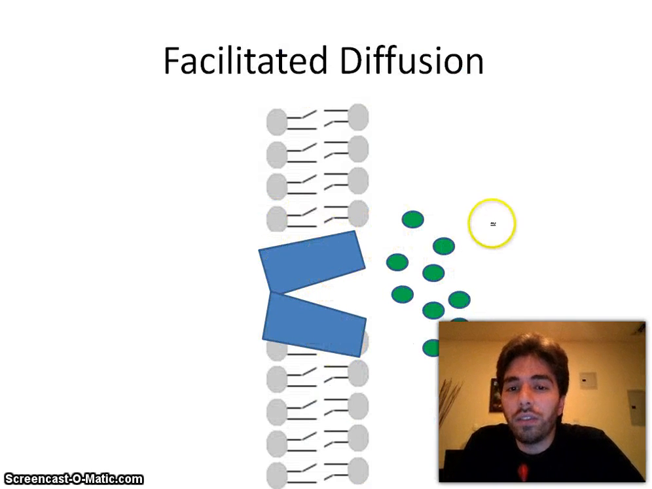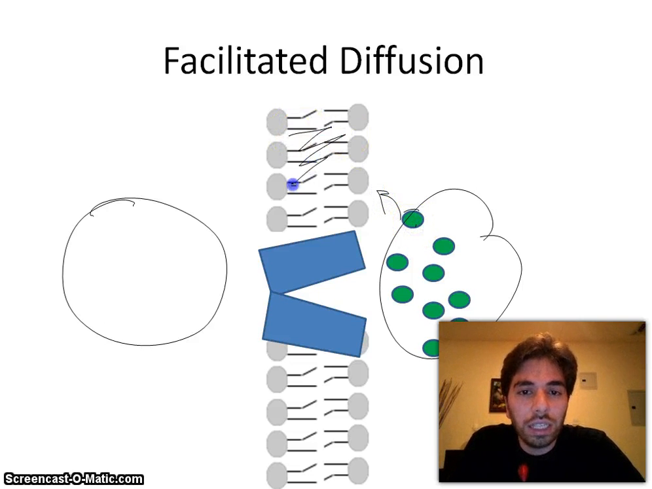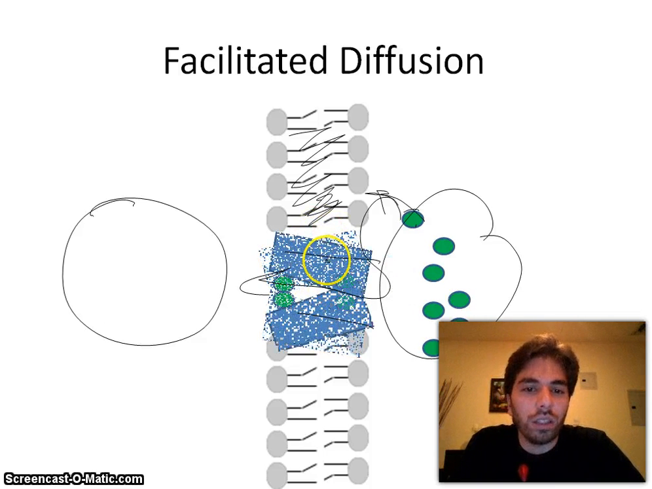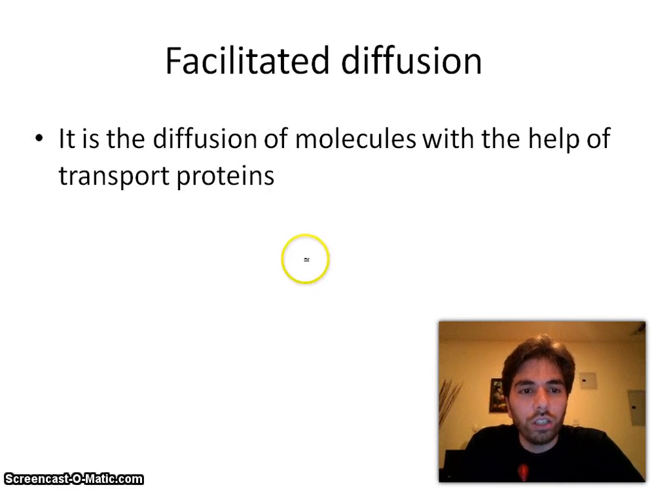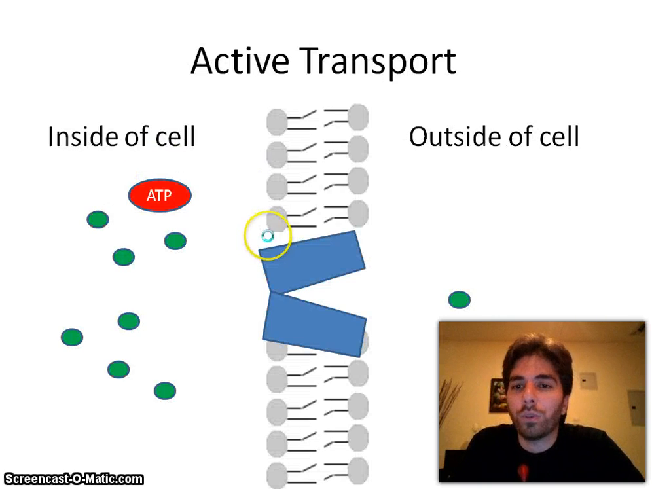Facilitated diffusion is still from high to low, but these molecules are either so big that they cannot pass through the cell membrane, or they are polar, or hydrophilic. And as you know, this area of the cell membrane is hydrophobic, so these cannot pass through. This is why they might need a channel protein, which will allow them to go in or out, or, as in this example, a receptor protein that will help move them around. So facilitated diffusion is very similar to diffusion. It's using a transport protein.